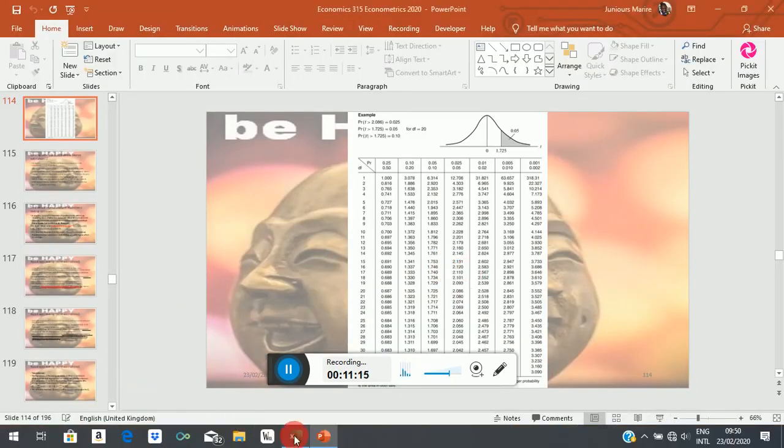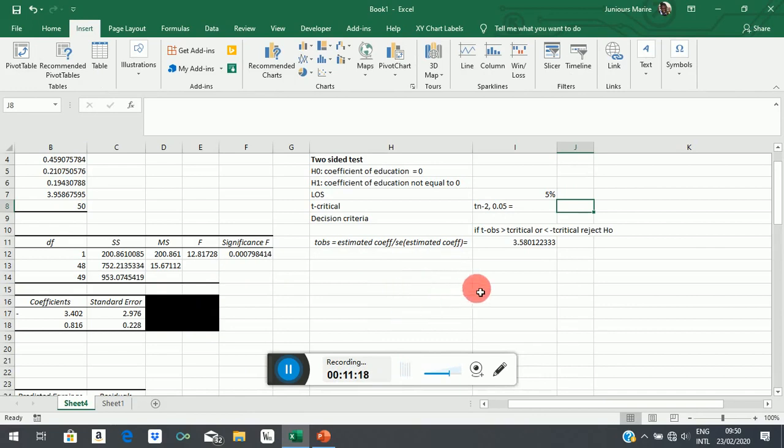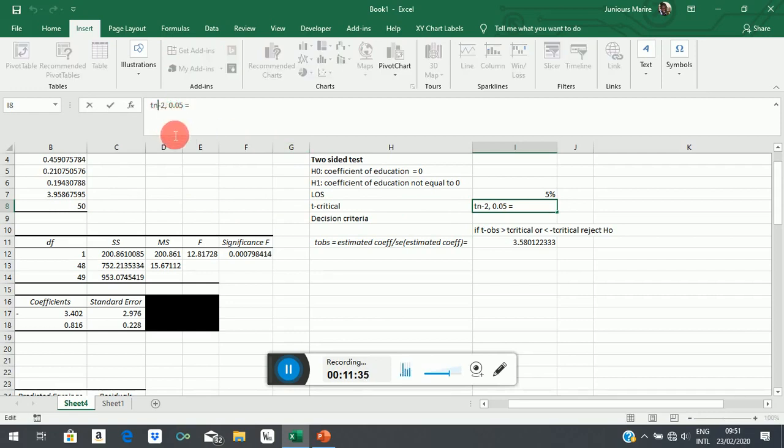So what we want to do is to come back to our regression. How many degrees of freedom do we have? Let's write that down. We have 50 minus 2, which is 48. And here, because it's a two-tailed test, the 5% level of significance is split into two, so that it is actually 0.025 this side and 0.025 the other side.